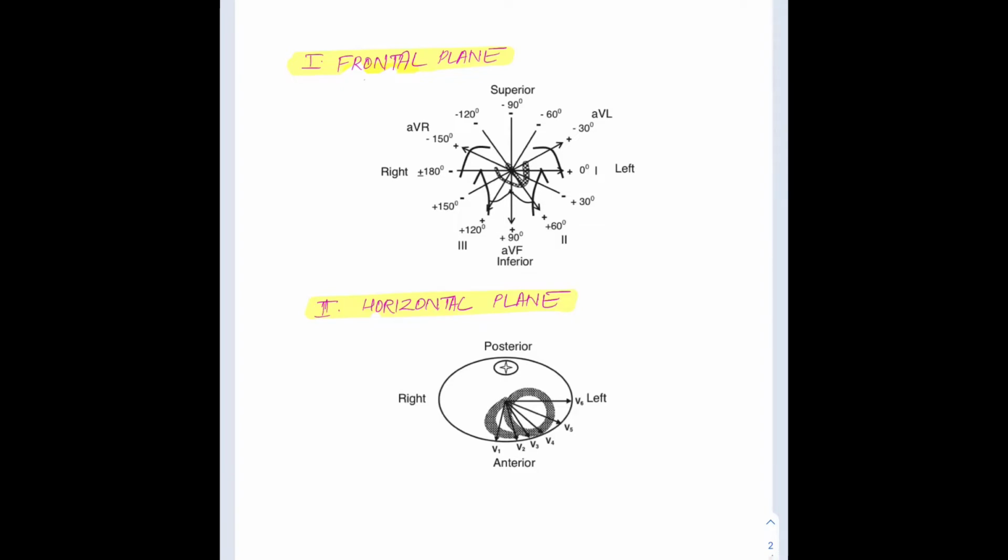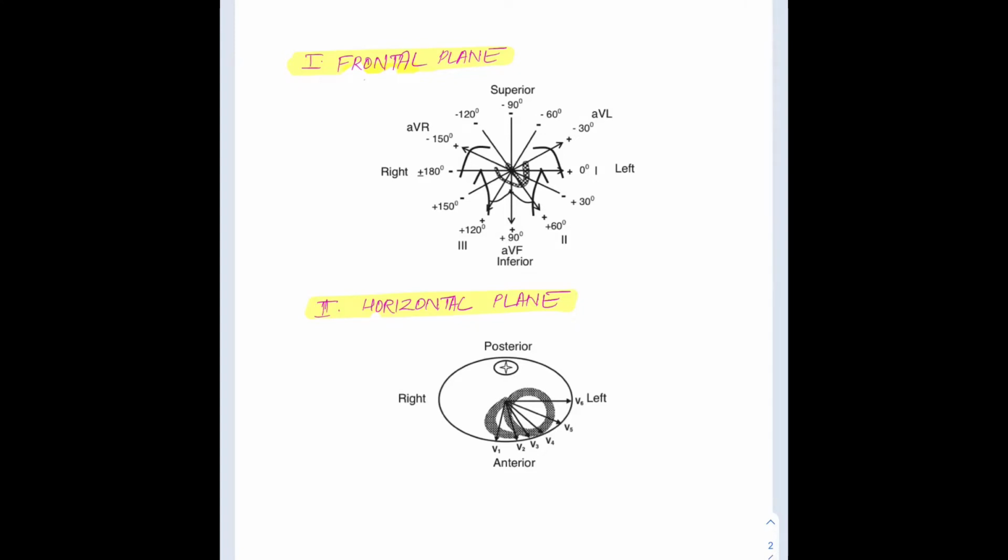So that being said, I would just like to summarize a little bit about the different lead systems that we use for forming the different waves of the ECG. There are two different types of planes. The first one is the frontal plane and the second one is the horizontal plane. As the name suggests, the frontal plane is called the frontal plane because it has all the leads that will be detecting the electrical activity of the heart in the frontal plane.